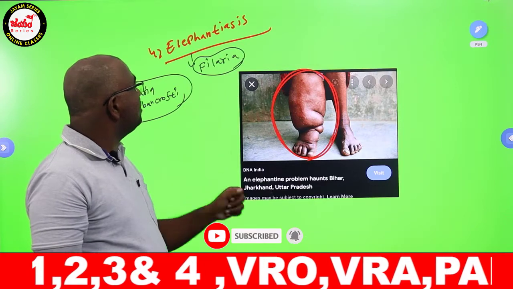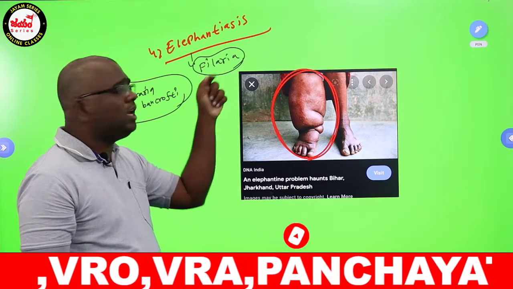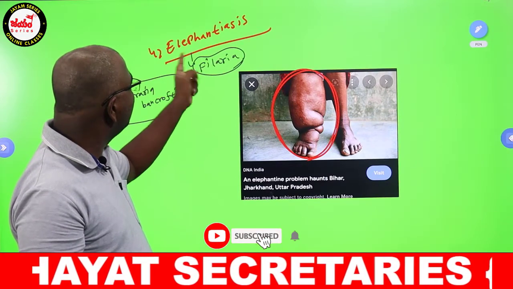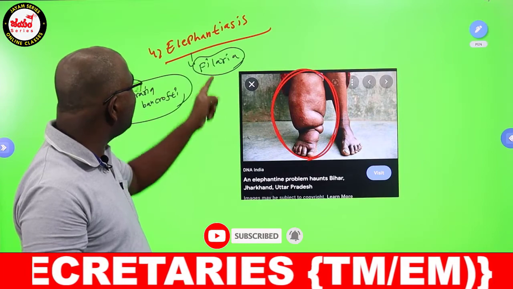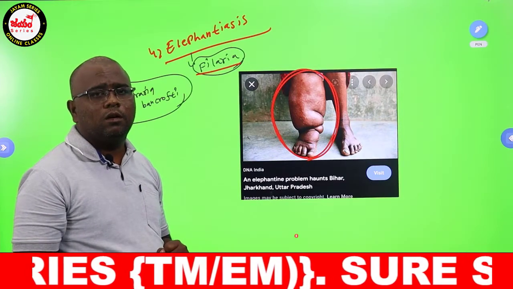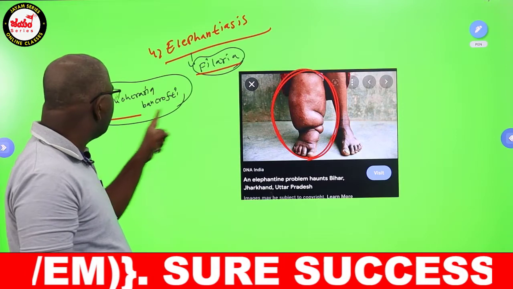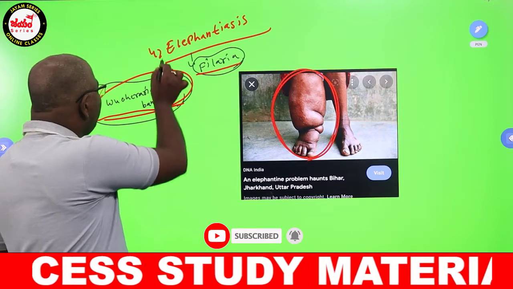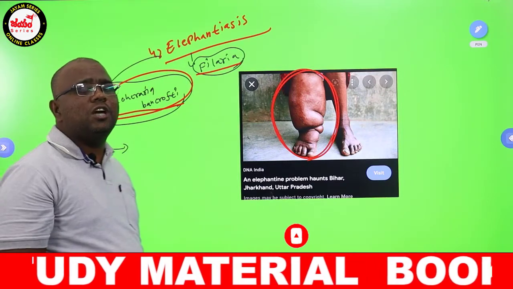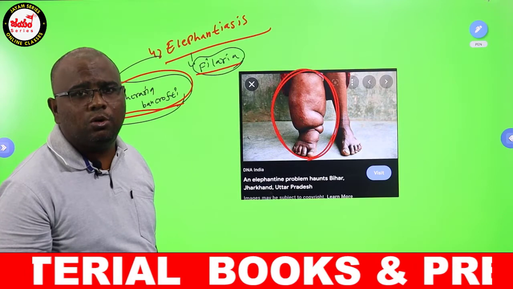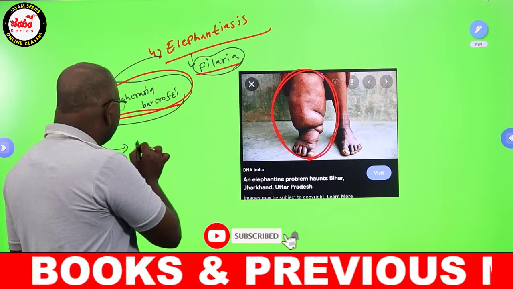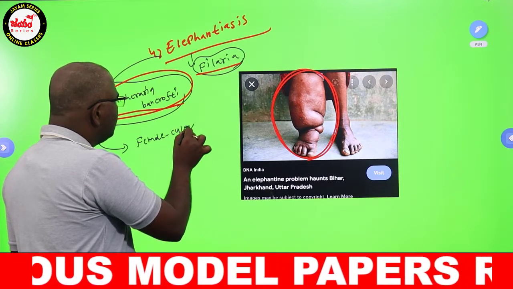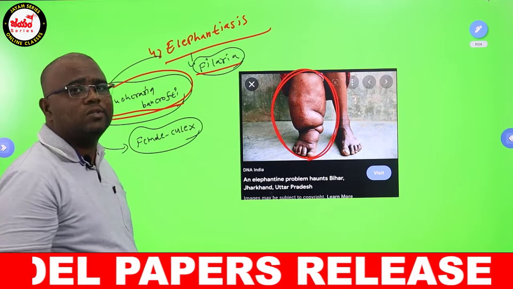Elephantiasis is also called filaria disease. Elephantiasis is caused by which protozoan? Wuchereria bancrofti. Elephantiasis is caused by the bite of a mosquito, the female Culex mosquito.